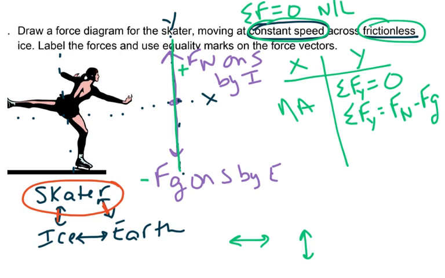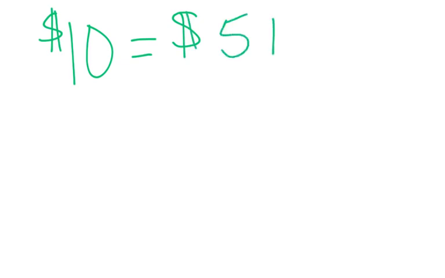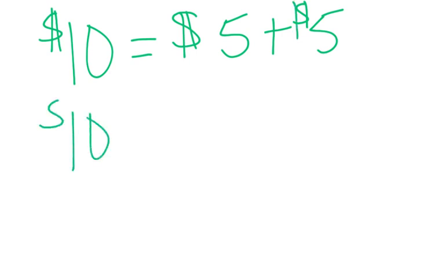Okay, so now this is the part that gets confusing for students. We're going to combine these two because the sum of the forces is equal to 0, but it's also equal to this equation here. So I can combine those and say that 0 is equal to my normal force minus my gravitational force. The best analogy I can give you for this one is using money. If I had a $10 bill, I can say that that's equal to a $5 bill plus a $5 bill. I can also say my $10 bill is equal to 10 $1 bills.